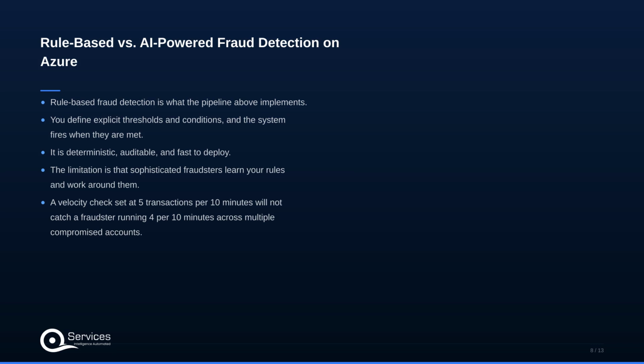across multiple compromised accounts. AI-powered fraud detection uses machine learning models to score transaction risk based on behavioral patterns. Azure Machine Learning lets you train a model on labeled historical fraud data and deploy it as a real-time scoring endpoint. Azure Stream Analytics can call that endpoint via a user-defined function inside your query, scoring each transaction as it arrives. The honest trade-off: ML models require a meaningful volume of labeled fraud data to train effectively, typically at least 10,000 confirmed fraud samples.